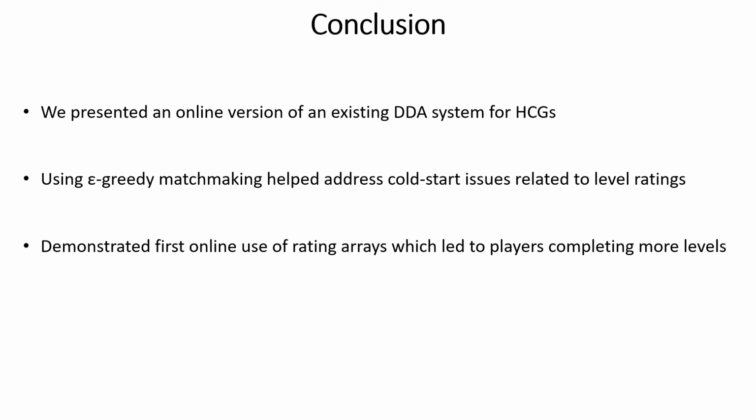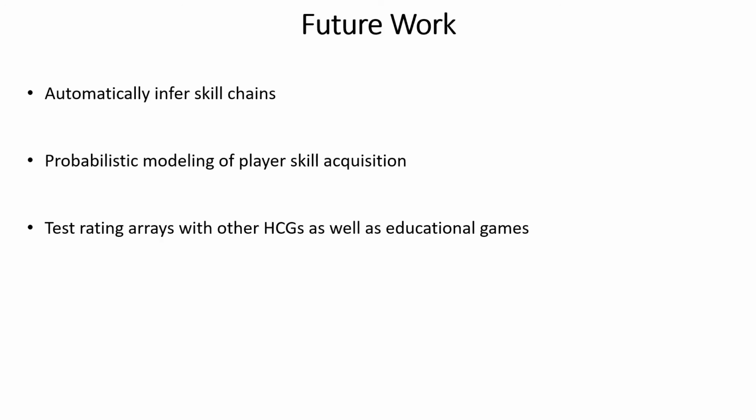by using an epsilon greedy matchmaking strategy to address a cold start issue that previously made this infeasible. We also demonstrated the first online application of rating arrays for matchmaking, which was shown to help players complete more levels. In the future, we'd like to be able to automatically infer the skill chains, develop probabilistic models of player skill acquisition, as well as test rating arrays with other HCGs and educational games.